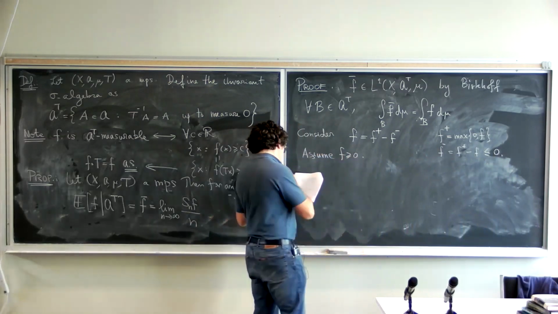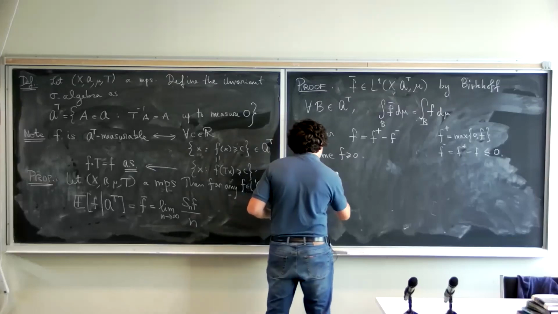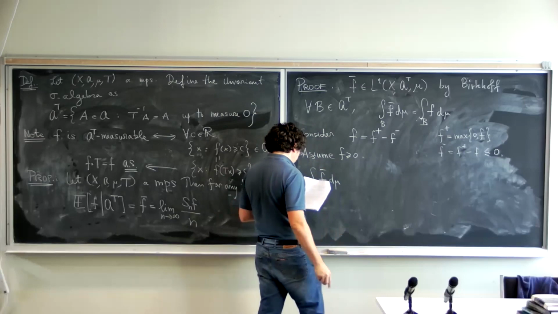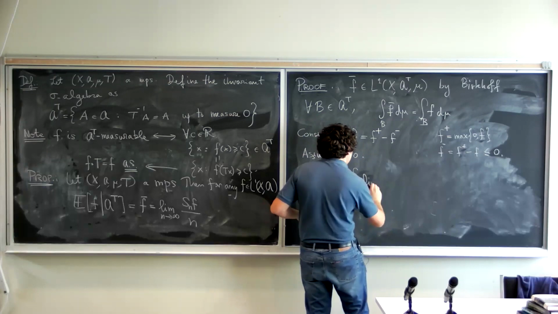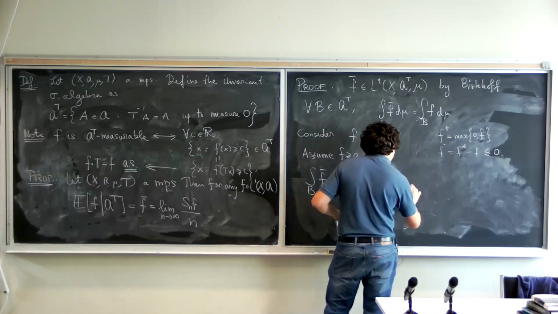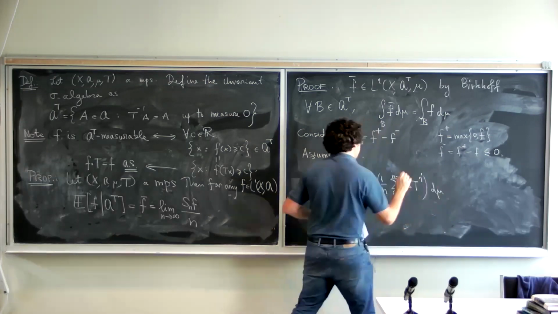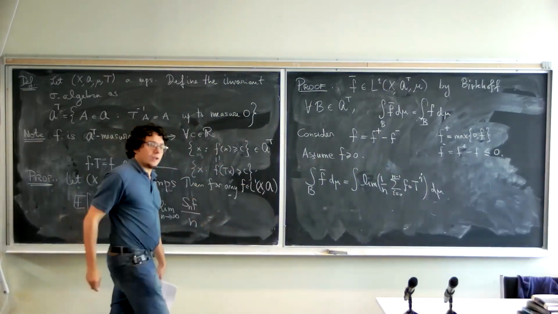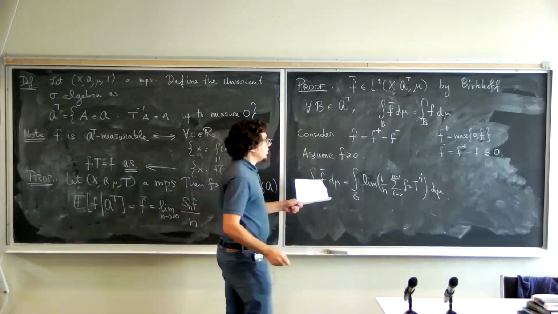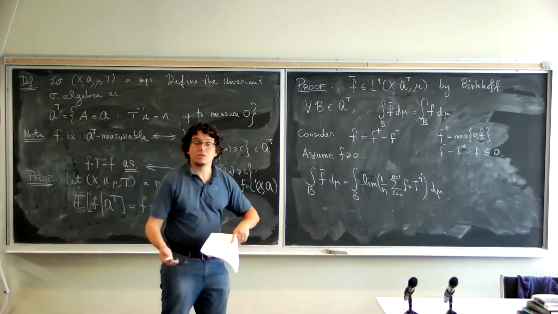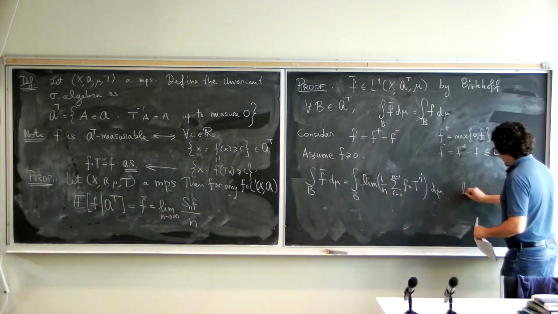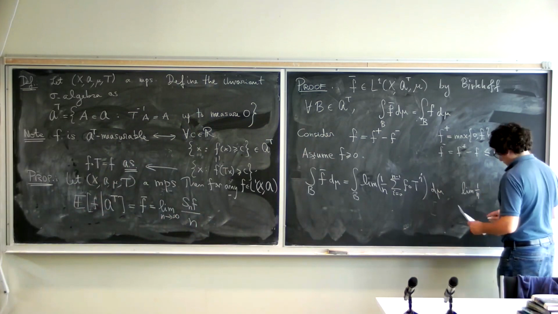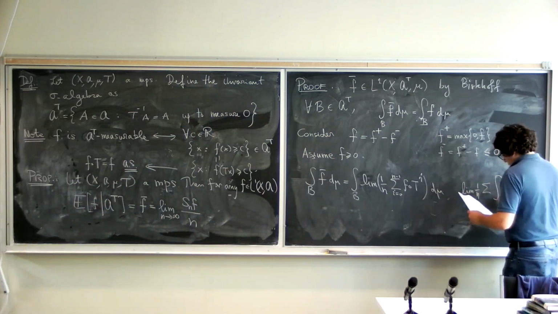And so now what we do is the following. The integral of f bar d mu over B, well, this is the integral over B of the limit of 1 over n times the sum of f composed with T^i, i equals 0 to n minus 1, d mu. So this is the integral of the limit. And how do we compare it to the limit of the integral? Are they the same? So here we have the limit of the integral.